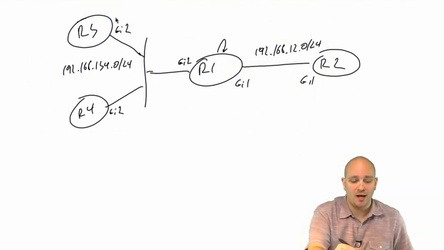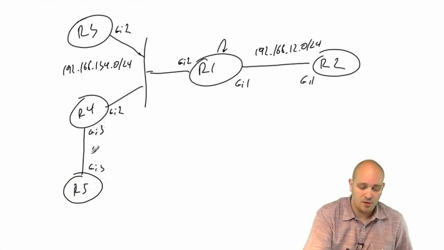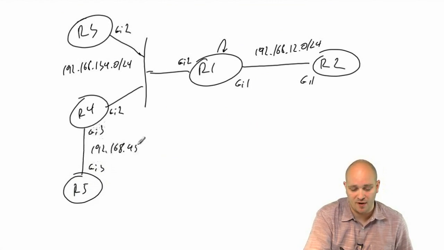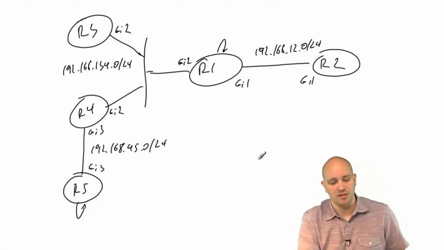What I'm going to do now is add one more router, router R5, and this router R5 will be connected on gigabit interface 3 here, and it's going to be behind the network 192.168.45.0, also /24, and I will also add the loopback on this router.